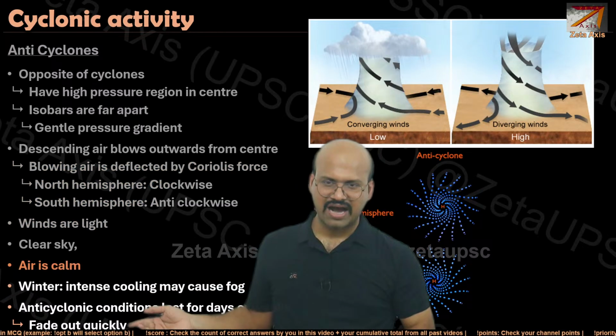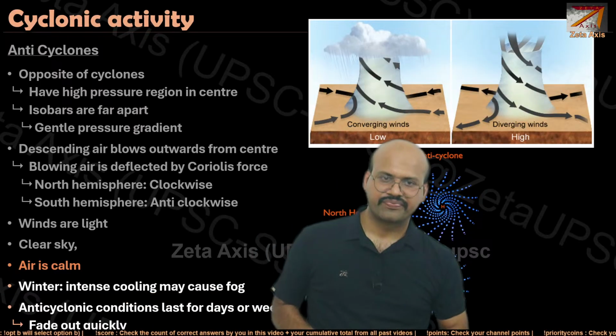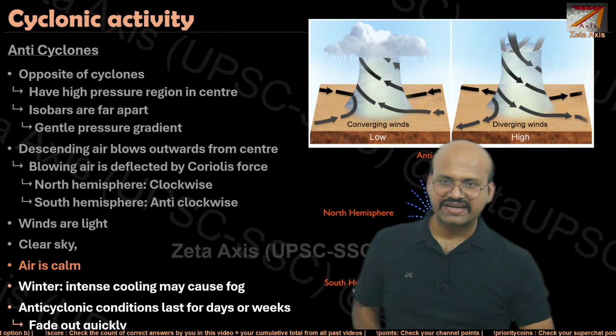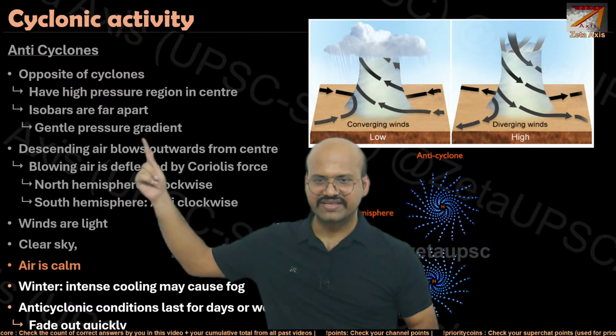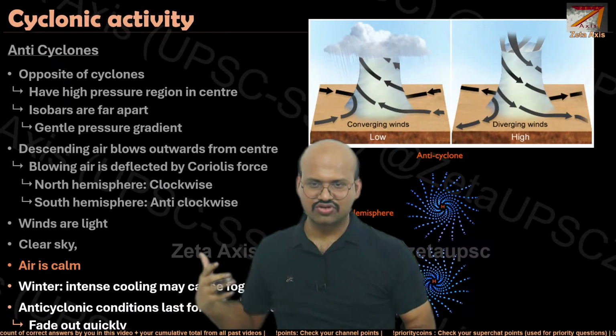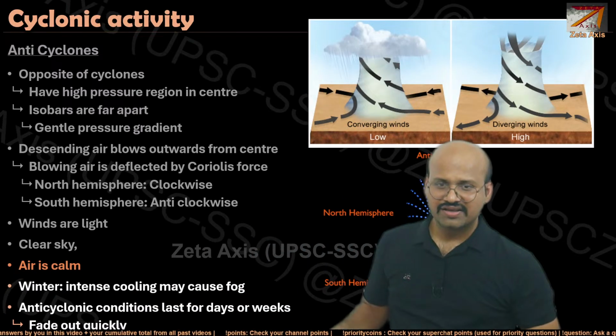Air is calmer in these anticyclones because the pressure gradient is very gentle. That is why air is calm. Air is not moving with very high velocity.